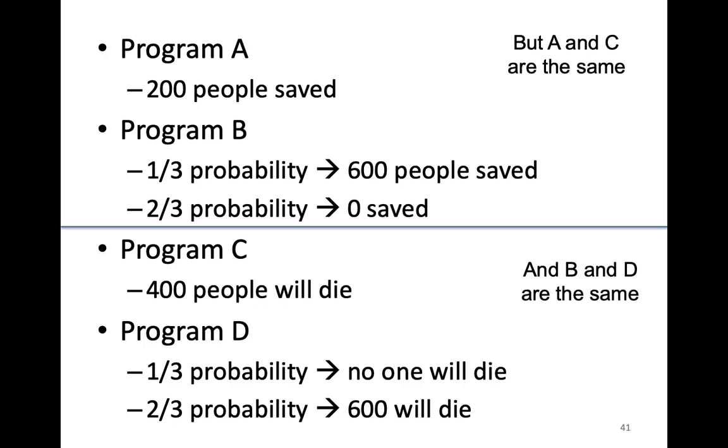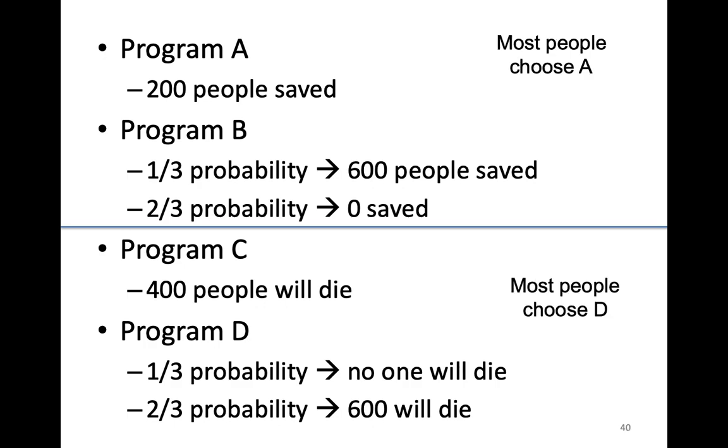Okay. You'll also notice that the reality is that A and B and C and D are all strictly equal. From a probabilistic standpoint, the only difference is that A and C are certain and B and D are probabilistic. Okay. So a 1/3 probability of saving 600 people is really the same as 200 people saved. It's just that one is certain and one is probabilistic.